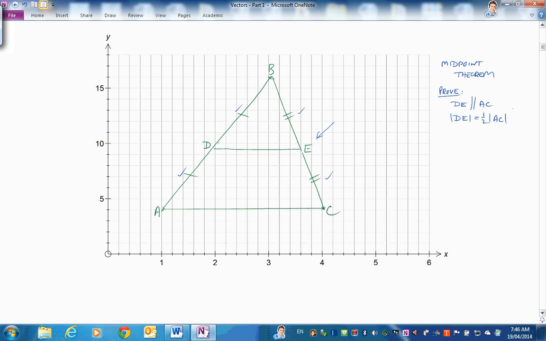Now we'd normally do this in coordinate geometry land, wouldn't we? We'd assign coordinates to A, B, C, and then work out D and E because they'd be the midpoints, and then work out slopes and lengths. It's quite a long process. Do you want to see a neat way of doing it with vectors? Let's just scrub these things out here and see if we can do it nice and neatly with vectors.